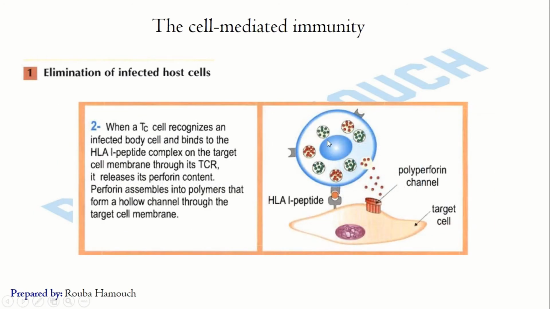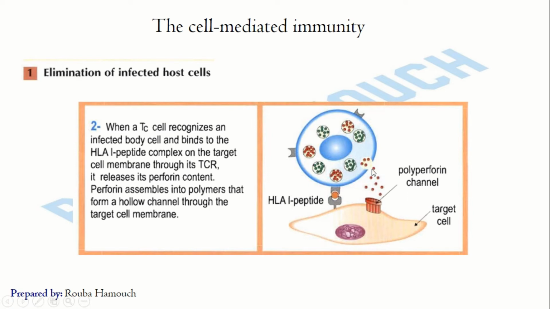The cascade of cell lysis by cytotoxic T lymphocytes begins when a cytotoxic T cell recognizes an infected body cell or a modified body cell, and when it binds to the HLA class I peptide complex on the target cell membrane through its TCR. It's the double recognition. Following the double recognition, the TC releases first perforin. So the first cytotoxin to be released is perforin and not granzyme.